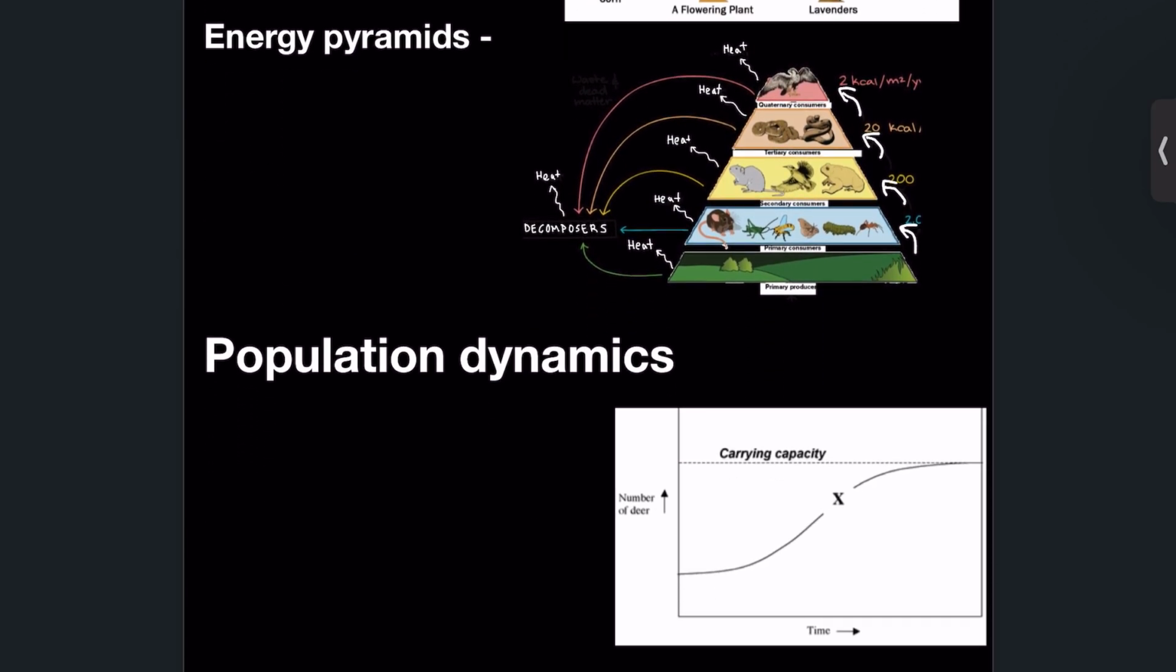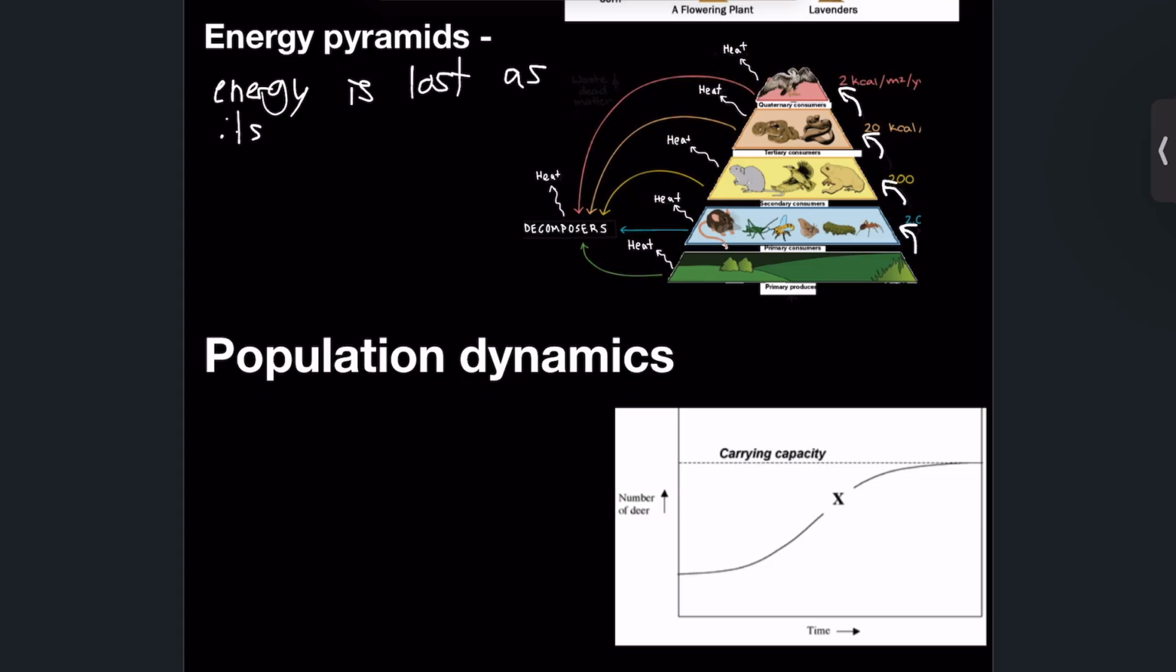Okay, so the next thing we want to look at here are energy pyramids. Energy pyramids show energy being transferred throughout and show the different levels of consumers. So the key thing you want to remember is that energy is lost as it's transferred from one level to another. That means that as we go from our producers to our primary consumers to secondary consumers, energy is lost.